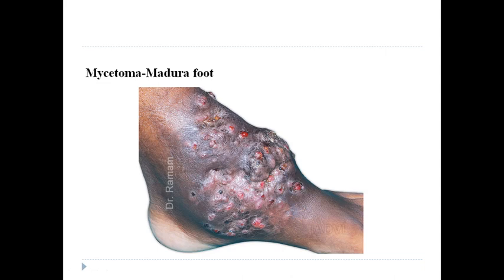So all three things we have to keep in mind: tumefication of the lesion, that is a tumor-like lesion, then sinuses discharging pus, and third is demonstration of grains from that pus. So these three things are essential for the diagnosis of mycetoma.